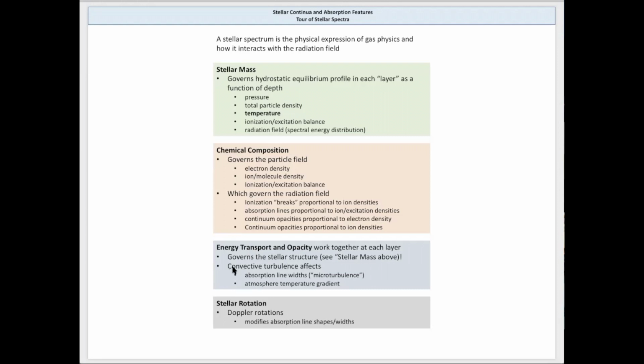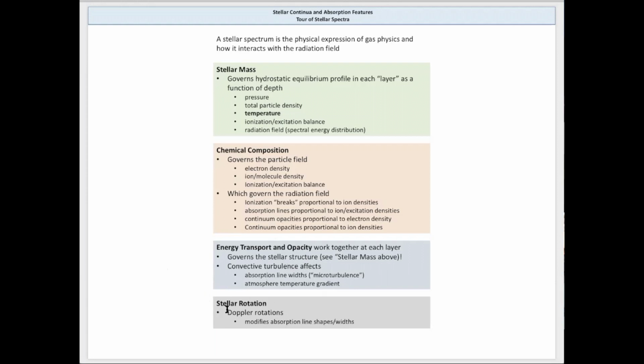Okay, so one of the things that happens in energy transportation is that you sometimes get regions of convective turbulence. And this causes another form of line broadening. And so you can actually measure the turbulence rate from your absorption lines. We didn't put that in our original list of things you can measure. You can actually measure the velocity of the turbulence of the convective regions in stars as well because of something called microturbulence broadening. Okay.